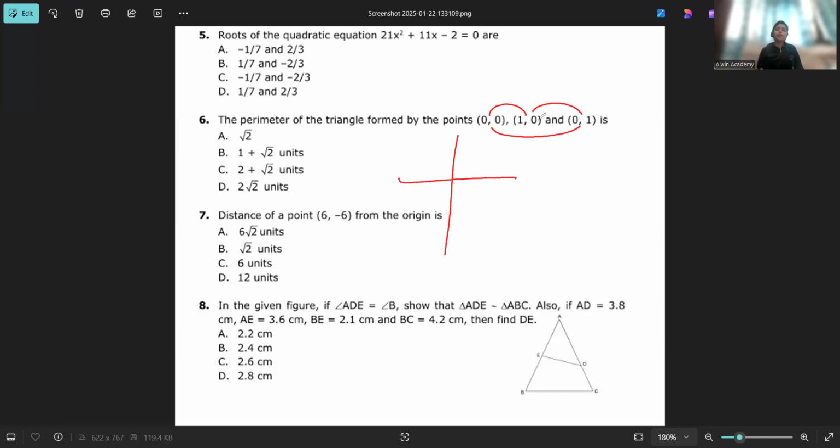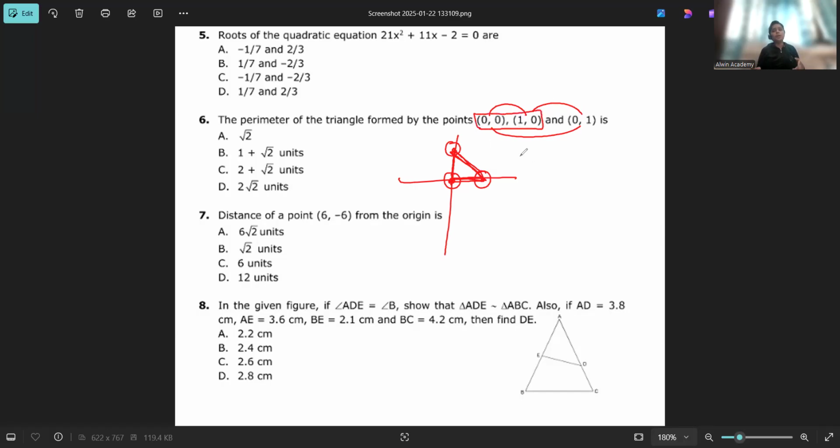If I try to plot them on the coordinate axis, this is 0 comma 0 first one, this is 1 comma 0 somewhere here, and this is 0 comma 1 somewhere here. So actually the triangle that is formed is this one, and we have to find its perimeter. So first, the distance between these two.